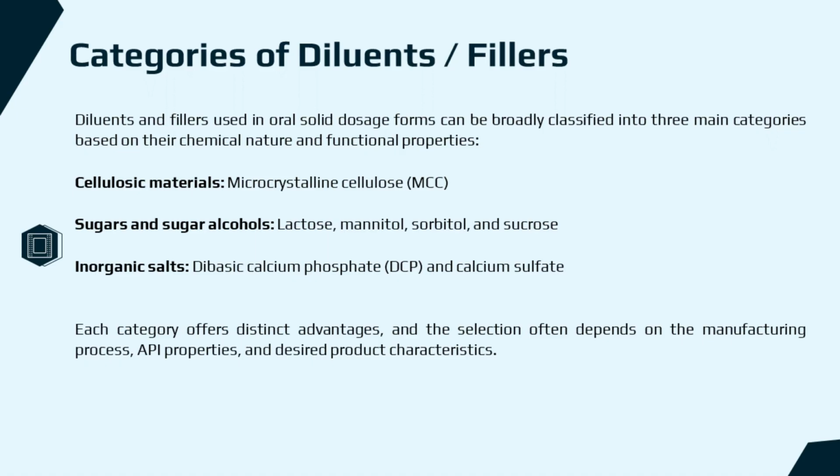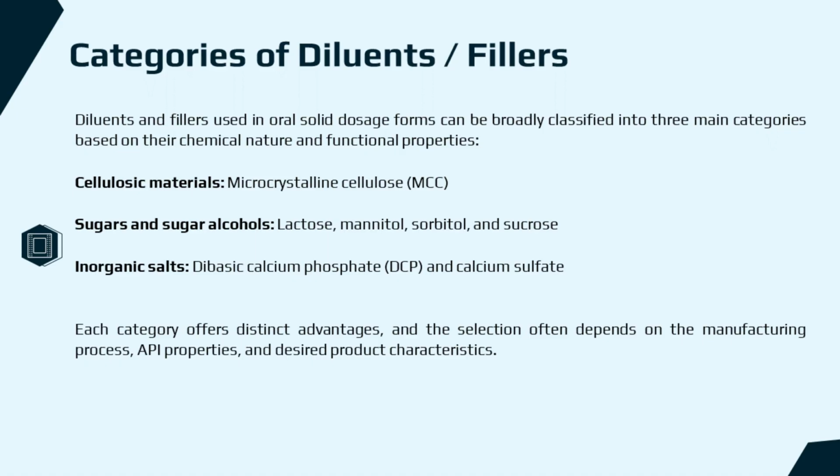Cellulosic materials, such as microcrystalline cellulose and powdered cellulose, are valued for their outstanding compressibility, binding capability, and ability to absorb moisture, making them ideal for both direct compression and wet granulation. Sugars and sugar alcohols, including lactose, mannitol, sorbitol, and sucrose, provide a pleasant mouthfeel, good solubility, and broad compatibility with most active ingredients, making them suitable for chewable or fast dissolving tablets.